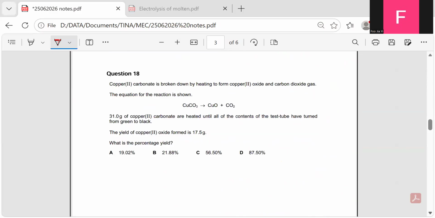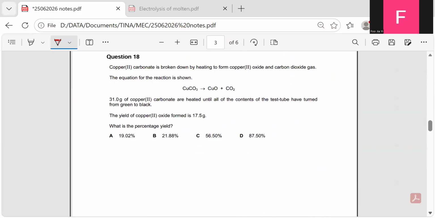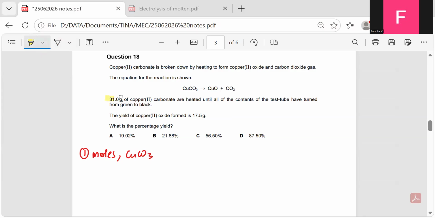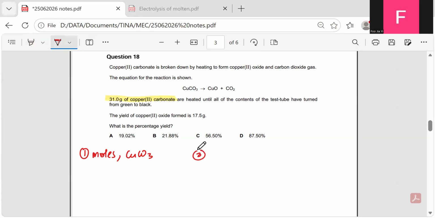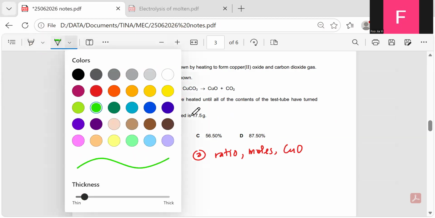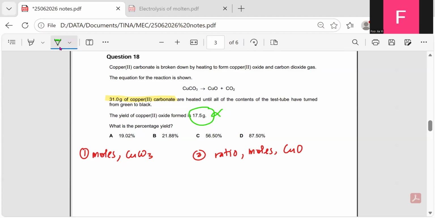Okay, look at question 18. We'll finish this, now I will go to the next chapter. For question 18, I want you to follow this sequence. Step 1, you find the amount of moles of copper carbonate. You should know which formula to use. Step 2, using the ratio, find the moles of copper oxide. Don't use this value. This value is not for you to use.